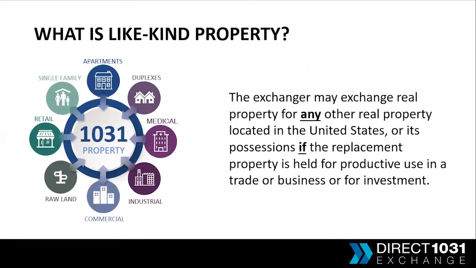The exchanger may exchange real property for any other real property located in the United States or its possessions if the replacement property is held for productive use in business or trade or for investment. So what does that mean? We work with individuals all the time that are looking at maybe selling an apartment building or a multifamily duplex that they've owned for a very long period of time, and they want to exchange into a like-kind property using a 1031, maybe into a medical office building or a commercial or a retail investment.